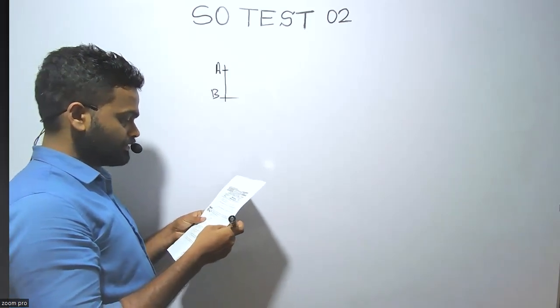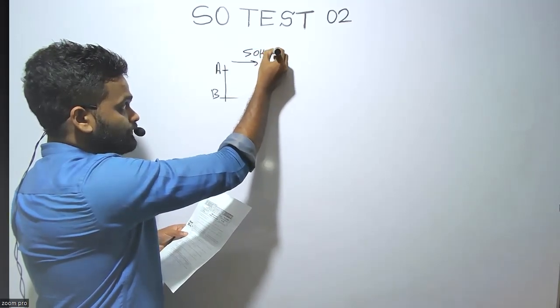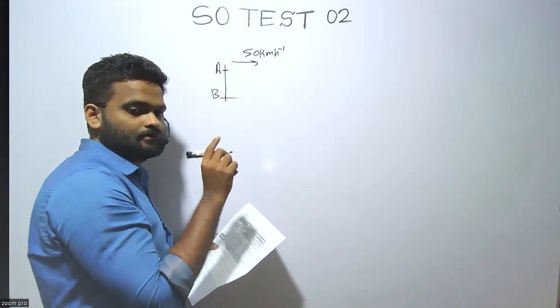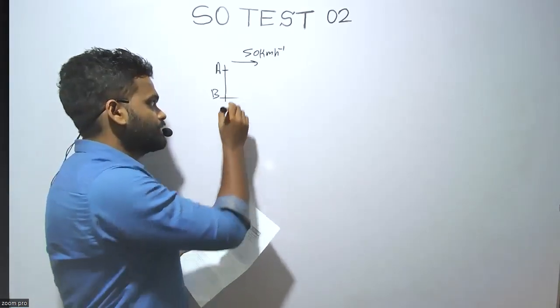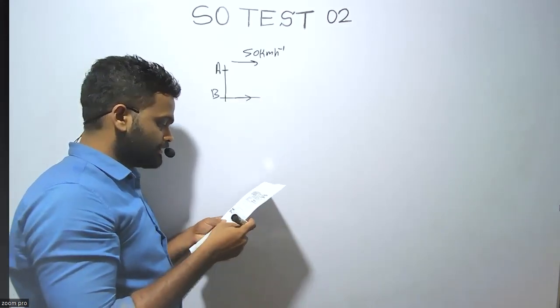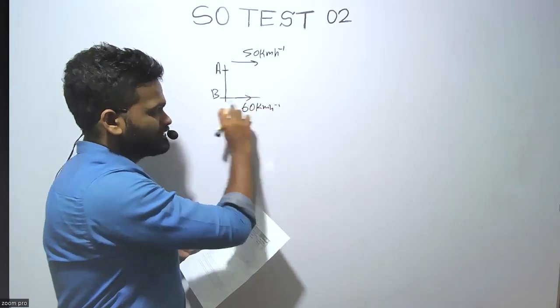Speed of car A is 50 kilometers per hour. So you have to draw the sketches clearly. If the question is confusing, then you will realize what you have to do. Then B has 60 kilometers per hour. These are constant speeds.